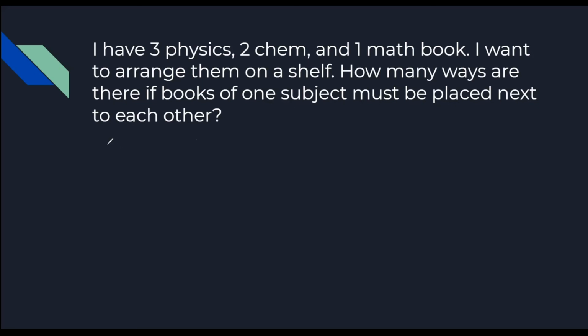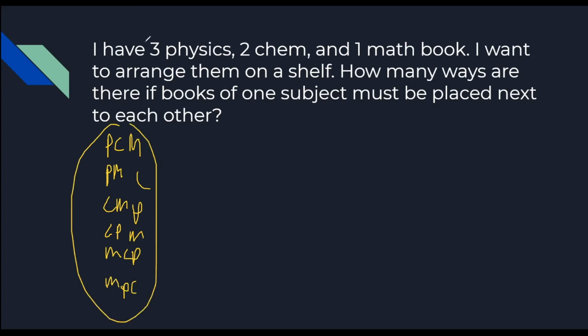Okay, so there are 6 ways to arrange the subjects. So you can have physics, chemistry, math, physics, math, chemistry, chemistry, math, physics, chemistry, physics, math, or math, chemistry, physics, math, physics, chemistry, right? So those are the 6 ways to arrange the different subjects. But within these different books, right, we can arrange them in different ways. So Samuel, how many ways do you think are there to order 3 physics books?